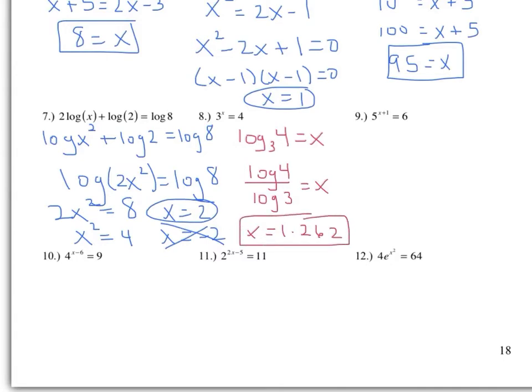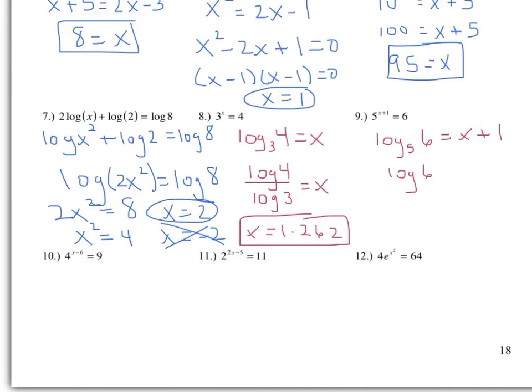Make sure that you try to type it in the calculator, and if you're having problems figuring out the calculator, please let me know. Number 9, pretty similar. Again, we can't rewrite either 5 or 6 as a base of the other, so we're going to rewrite it as a log. So it would be log base 5 of 6 is equal to x plus 1. On the left side here, we're going to rewrite that as a change of base.